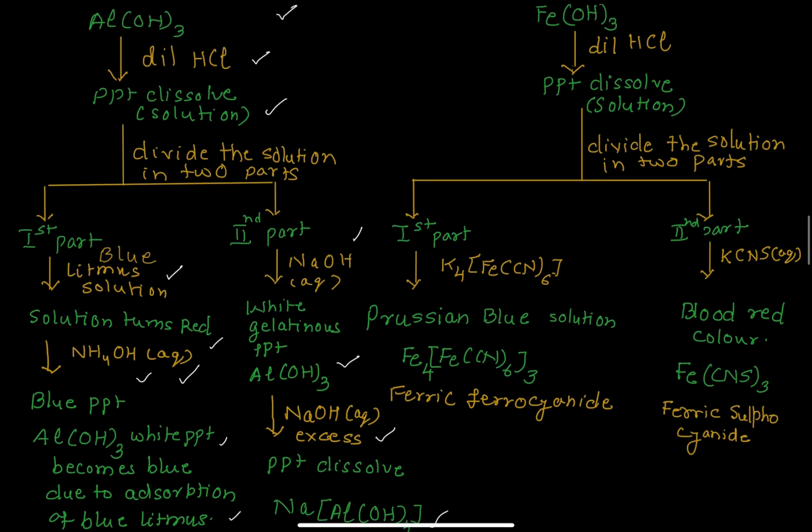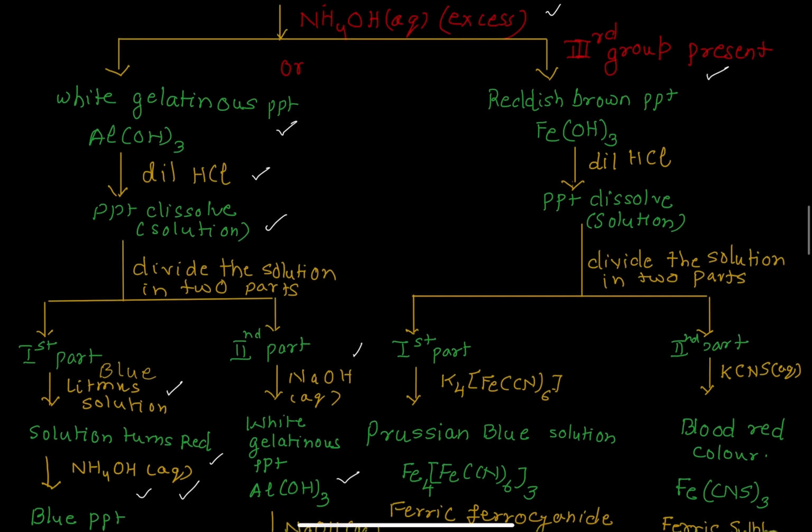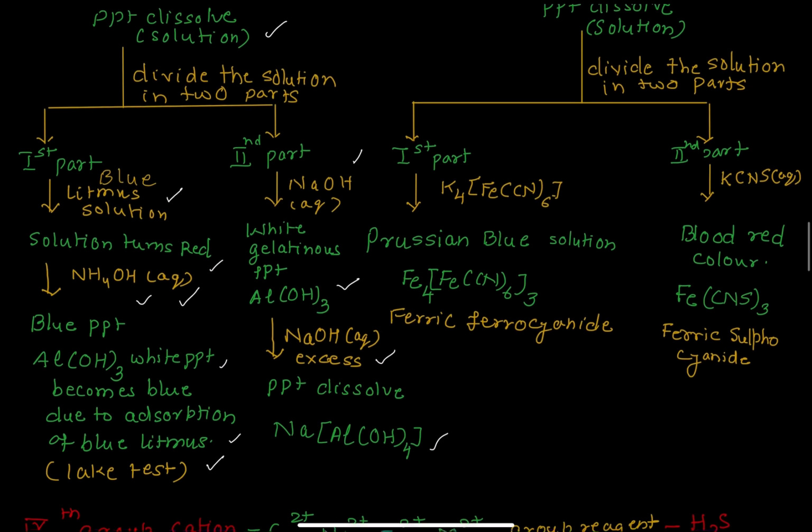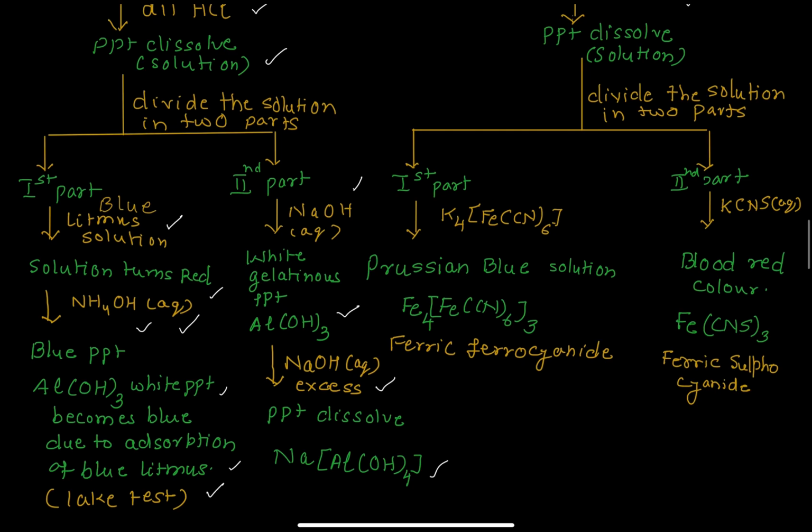Now for confirming the Fe3+ ion, after adding group reagent, you will get a reddish brown precipitate of ferric hydroxide. Dissolve this precipitate with the help of dilute HCl again and divide the solution into two parts. To the first part, add potassium ferrocyanide solution. After adding it, a Prussian blue colored solution is obtained due to the formation of ferric ferrocyanide complex, and this confirms the presence of Fe3+ ion in the given salt.